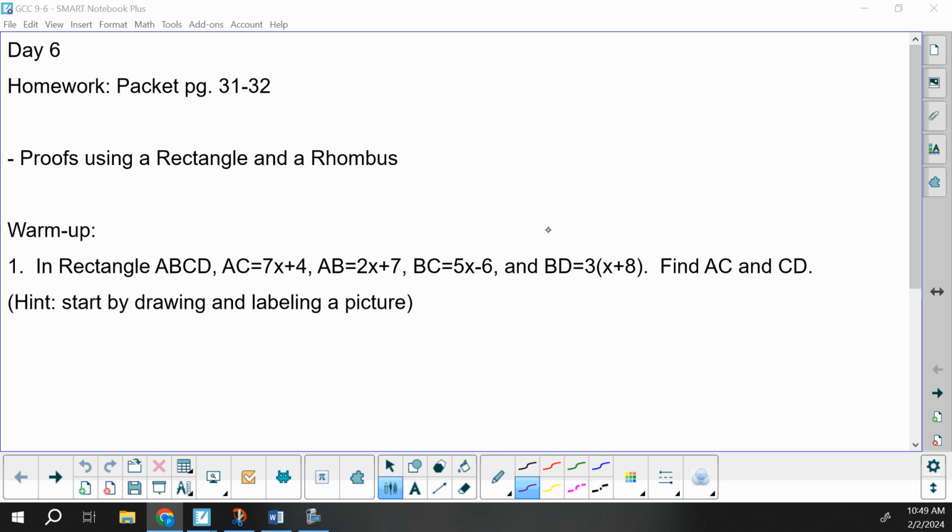We've got a warm-up. I would suggest drawing a picture and labeling what we know. From the things we have labeled, decide what is an equation we can set up and solve. And then once you solve for x, use that to find what we're looking for, AC and CD. So we're going to pause the video for 5 minutes for you to do that. Once you're done with the warm-up, you can also be taking your homework out, so you'll be ready to check those answers.